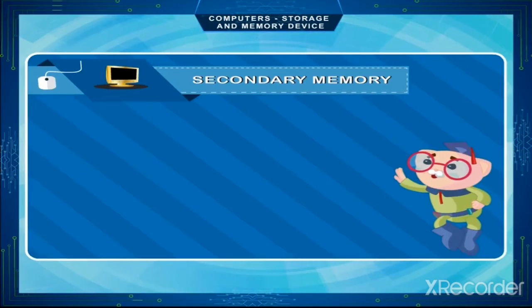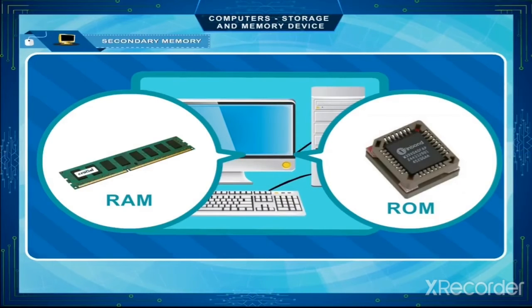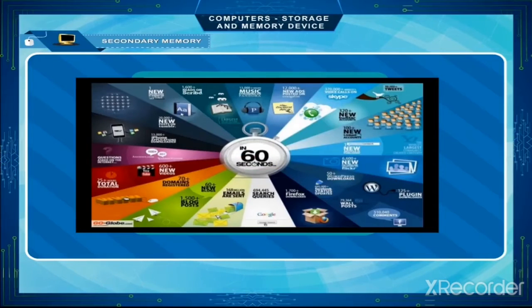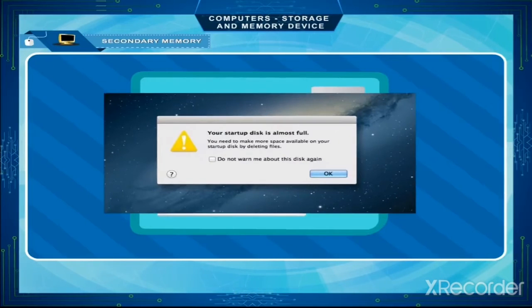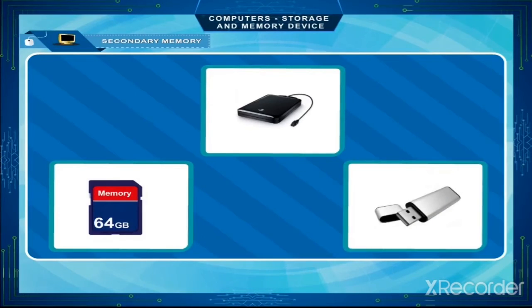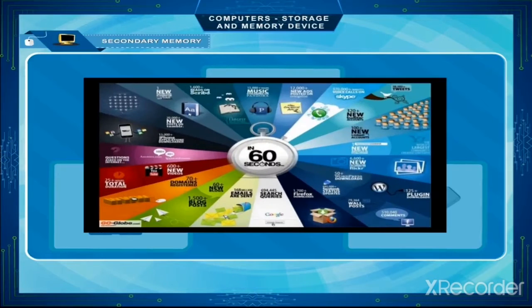Secondary memory. Only primary memory does not serve our purpose. We require to store a large amount of data permanently. For this purpose, external or secondary memory or storage devices are used. More and more storage devices can be used to store unlimited volume of data.